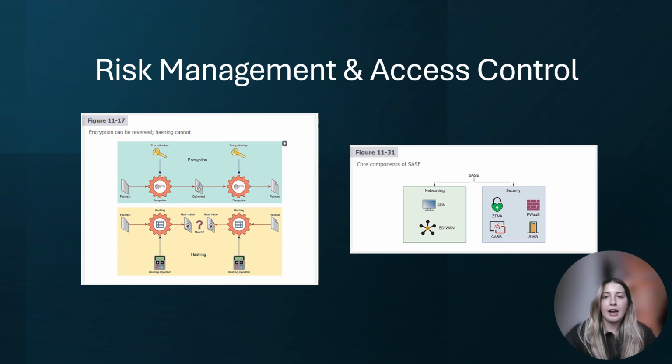On the right, we have a modern solution for WAN security, which is SASE, or Secure Access Service Edge. Since users are working from home and accessing the cloud, the traditional corporate firewall doesn't work very well. SASE moves security to the cloud edge. It combines connectivity like SD-WAN with security functions like Zero Trust network access, ensuring that every user is verified before they touch any resource regardless of where they are located.